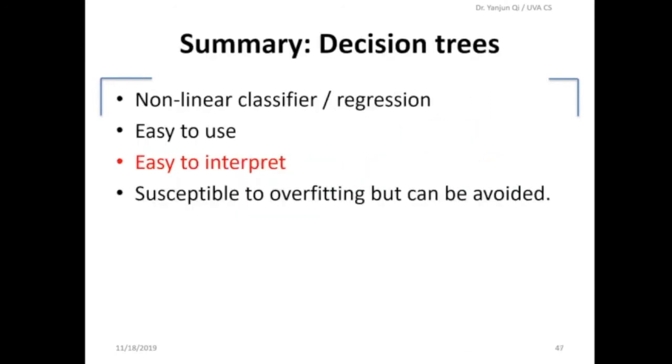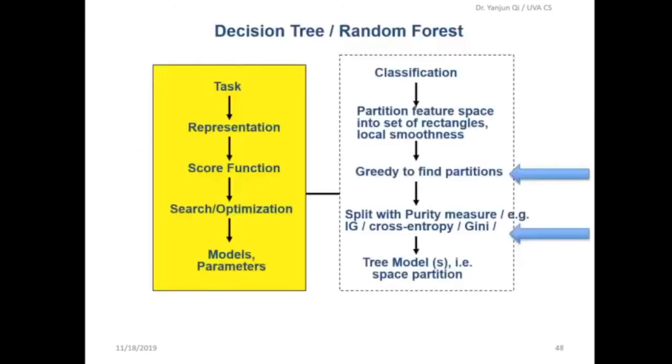So to summarize, decision trees are nonlinear classifiers. You can also use them for regression. They're really easy to use and really easy to explain. But the issue is that it's a purely greedy choice, so there are no unique solutions, and it's also very unstable and prone to overfitting. But there are a lot of strategies to avoid overfitting, which is the next section.